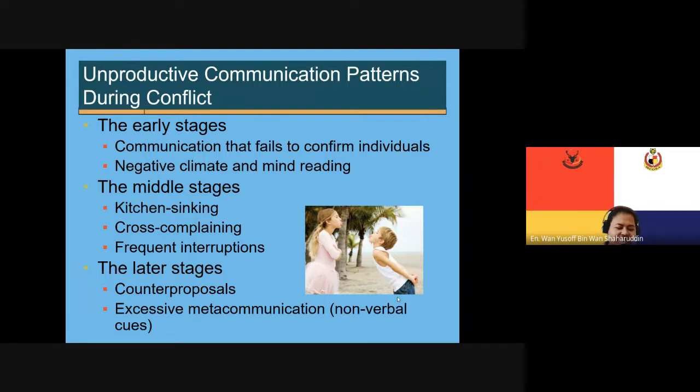Kitchen sinking is actually a metaphor of when you are having an argument, for example, in the kitchen. Let's say husband and wife. When they argue, the wife tends to throw dishes or knives or glasses or everything, and then only leaves the kitchen sink behind, because the kitchen sink is attached to the tabletop, so it cannot be used. So kitchen sinking is a metaphor of that worst kind of unproductive communication pattern.